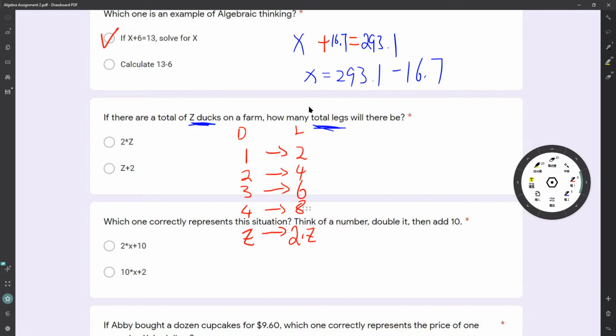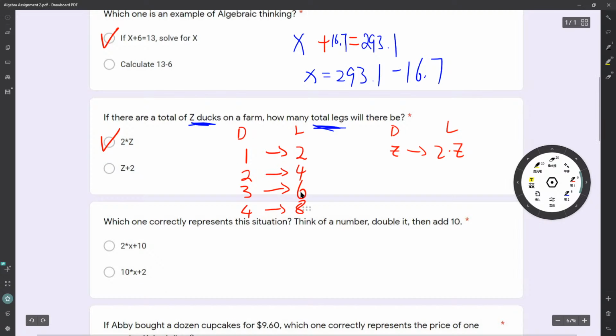We are finding out the relationship between the number of ducks and the number of legs. So the total legs will be 2 times Z. And why we are doing this is we are going to use this to help us represent something we don't know yet. We don't know the legs, but we know the legs is going to be 2 times Z. Okay?